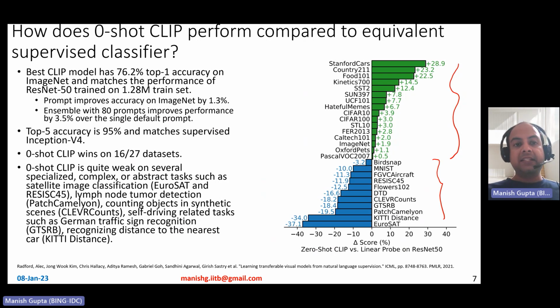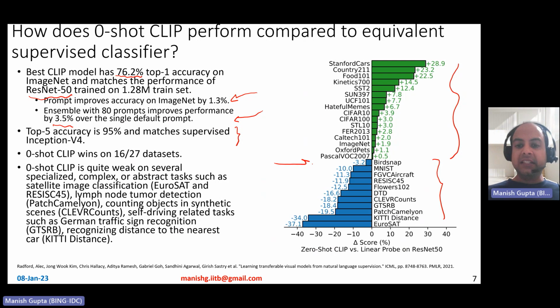The best CLIP model actually has 76.2% top-one accuracy on ImageNet, and this matches ResNet 50's accuracy, where ResNet 50 has been trained on 1.28 million training images, right? So zero-shot CLIP is really, really powerful, right? The prompt actually improves the accuracy by 1.3%, and ensembling improves it further by 3.5%, which is so awesome. Top 5 accuracy on ImageNet is 95%, which is way better than a trained ResNet 50's accuracy. In fact, it matches supervised Inception V4's accuracy, although the backbone is just ResNet 50 for the CLIP model.